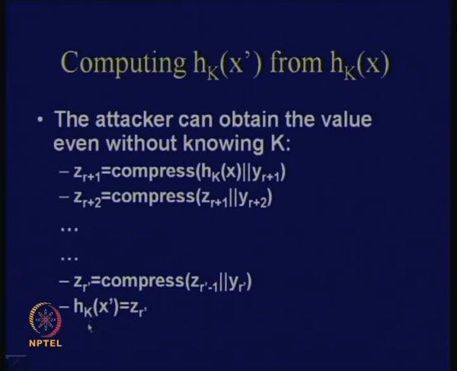So, therefore, you see that hkx dash is now equal to zr dash, and again what we have seen is that we have actually not used the knowledge of the value of the key. What we have used is actually a message value and a previous MAC construction. Okay. So, therefore, you see that this is actually not so good. So, therefore, we need to do something different from this. Okay.